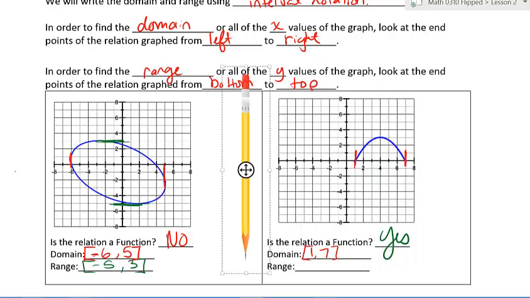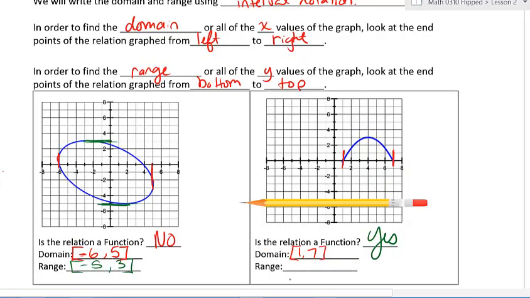That might help. So to get the range, we're talking how low you can go, how high you can go. But because we're talking about the y direction, we're going bottom to top. So the lowest value I can see is at 0. The highest value in the y direction is 3. So it goes from 0 to 3.